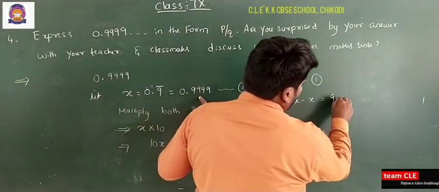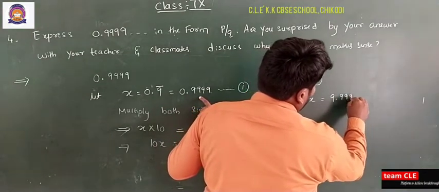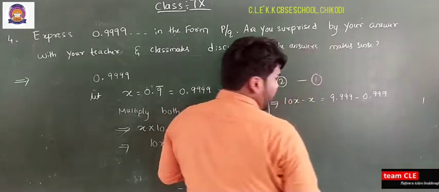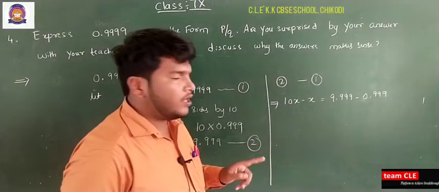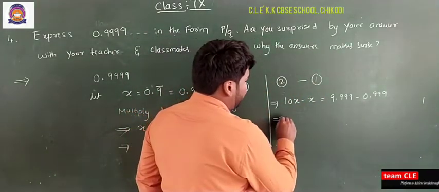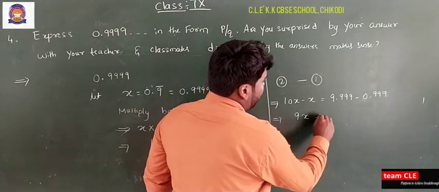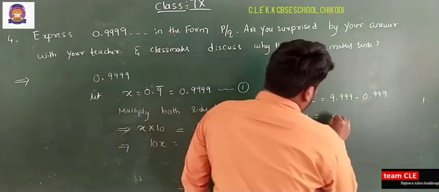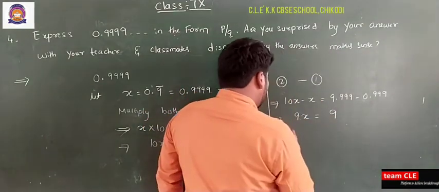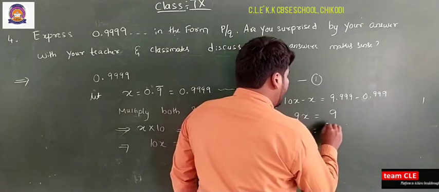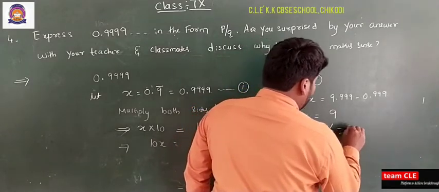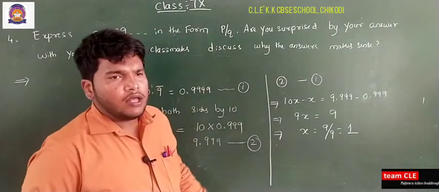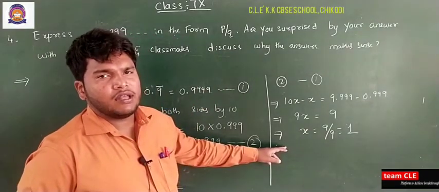So what will we get? On the LHS, 10x minus x is 9x, and 9.99 minus 0.99 gives only 9. So you will get x equals 9 by 9, which is equal to 1. So again it is expressed in the form of p by q, which means again you have a rational number.